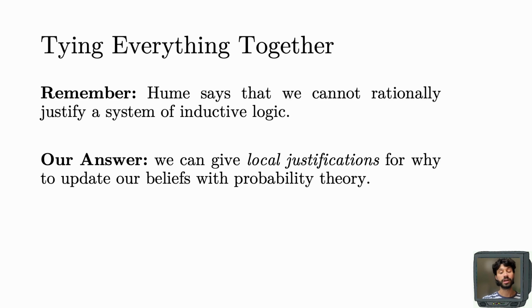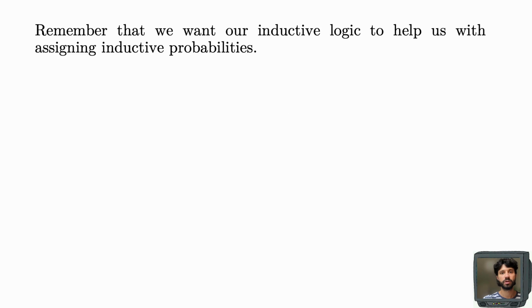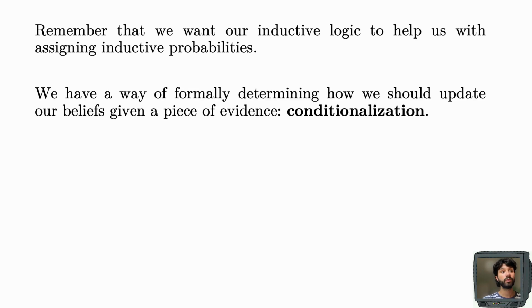So remember that now we're going to take the subjectivist view of probability. So far, we've seen the rules of probability, but not really how to apply them to beliefs. So let's refresh our memory briefly. Remember that we want our inductive logic to help us with assigning inductive probabilities to arguments. We have a way of formally determining how we should update our beliefs given a piece of evidence, conditionalization.